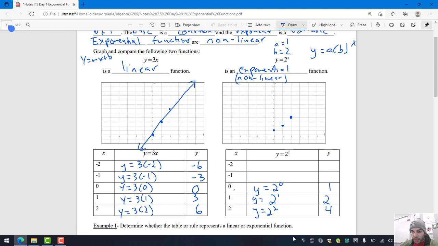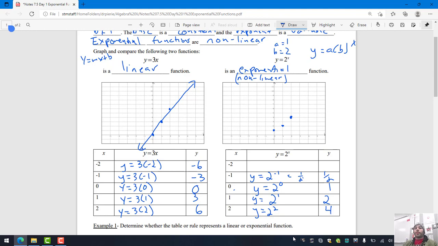But let's get some points on the other side. Let's get some points to the left of 0. So let's plug in -1 for x and see what happens. If I have 2 to the negative first power, using my exponent properties, it's the same thing as 1 over 2 to the first power. And what is 1 over 2 to the first power? It's the same thing as 1/2.